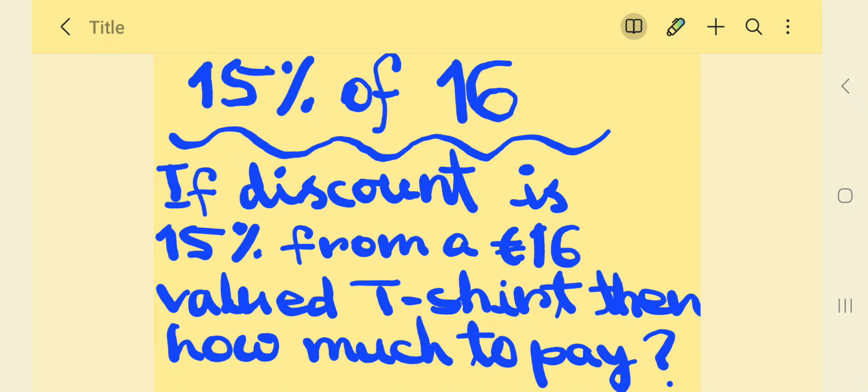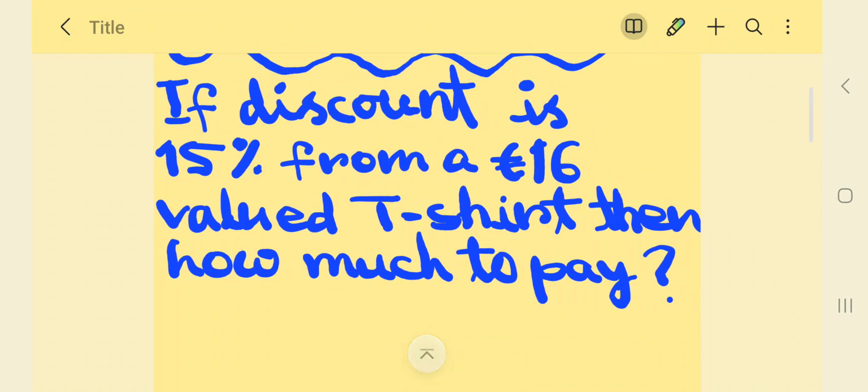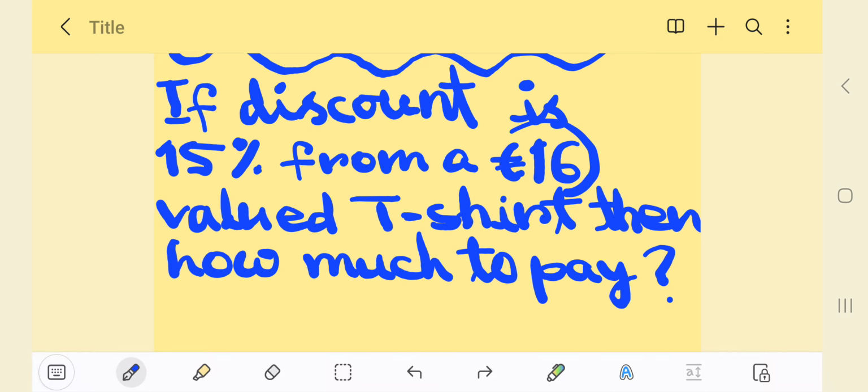So in this case, as you can see, 15% of 16, and I took an example that if the discount is 15% on a 16 euro valued t-shirt, then how much do I have to pay for that t-shirt? Because the t-shirt's original value is 16 euro, but we are getting a discount of 15%. So we need to calculate how much is 15% of this 16 euro.